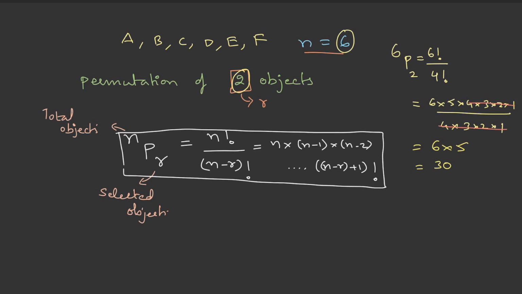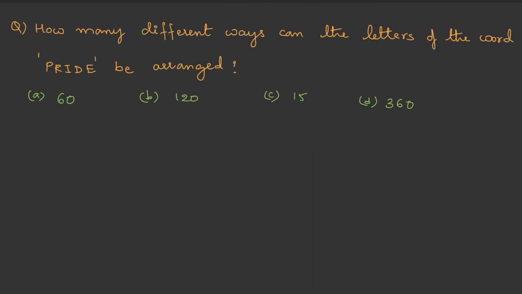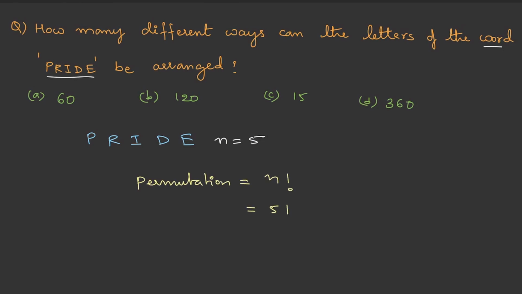Now with this basic understanding, let's solve a few basic questions. Here we have type 1 based on the basic formulae. How many different ways can the letters of the word PRIDE be arranged? The letters are P, R, I, D, E. Therefore n is 5. Now in this they did not say anything about the selection, they just told us to arrange all the letters. Therefore the permutation is n factorial, that is 5 factorial, and we already know 5 factorial is 120. Therefore option B.